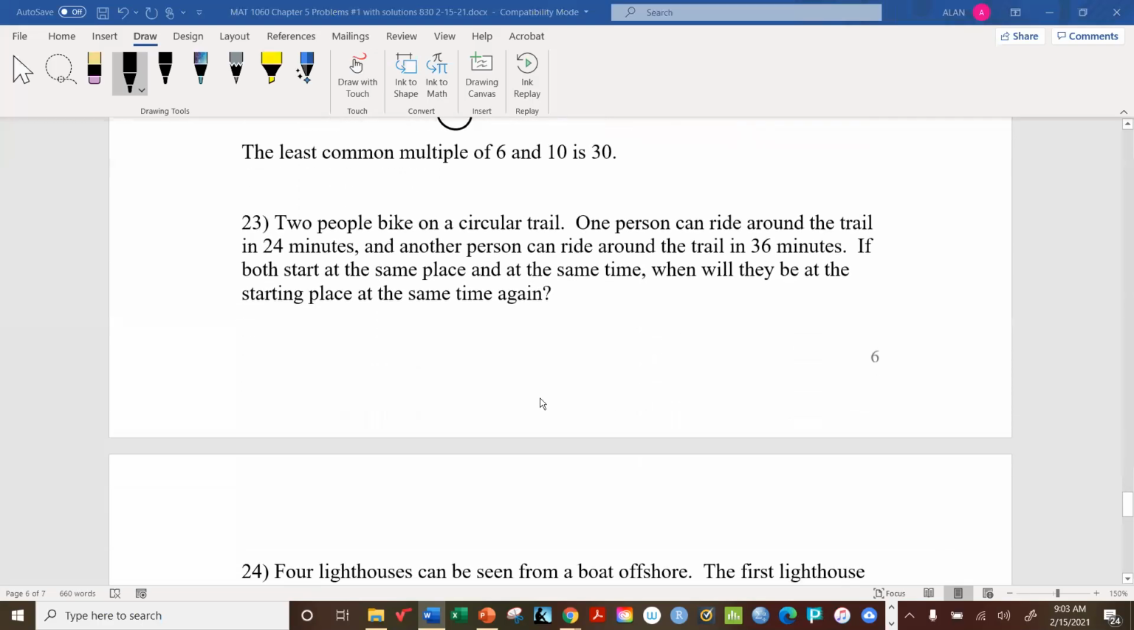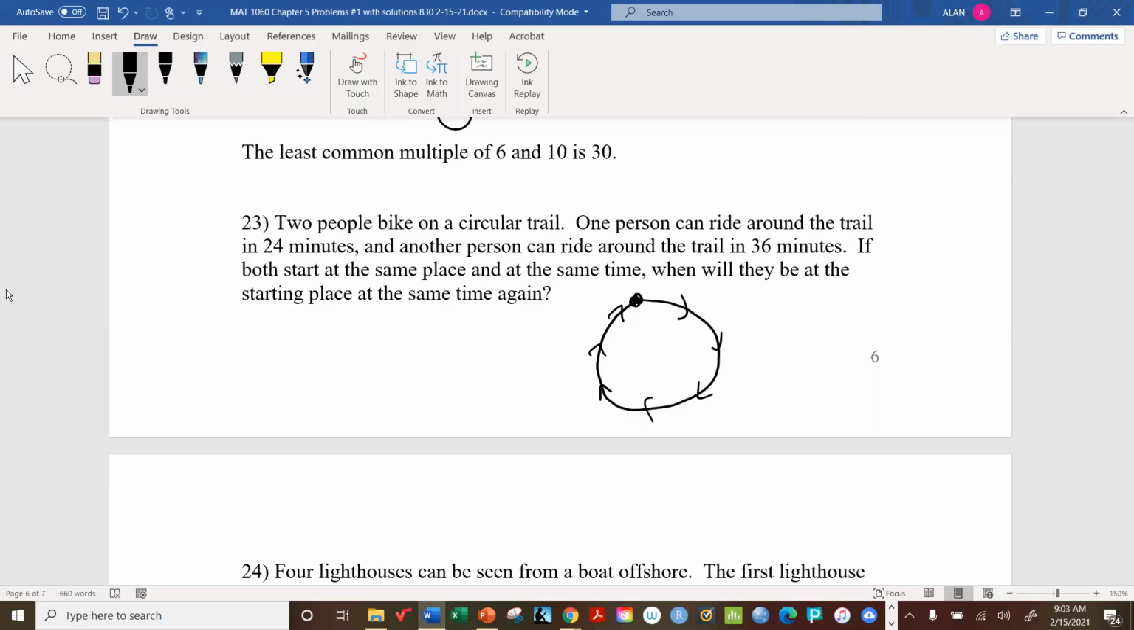We have two people who are bicycling on a circular trail. They're going around a big circle, and let's just say they go clockwise. They're going this way. This is the starting point right here. Now, the first person can get around that trail in 24 minutes. The second can get there in 36 minutes.